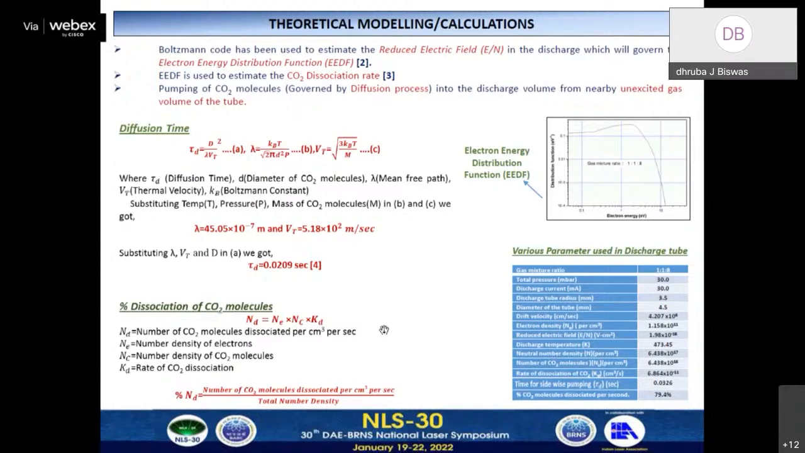Yes, sir. The next calculation is the percentage dissociation of CO2 molecules. This is N is equal to Ne Nc Kd. Going to the next slide.